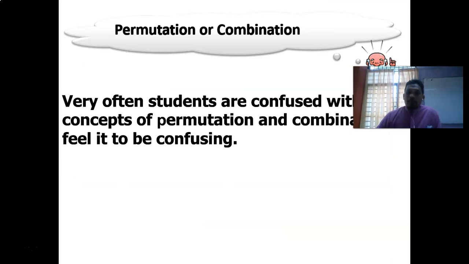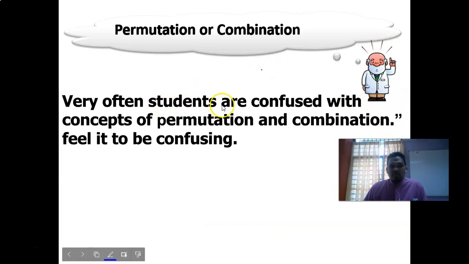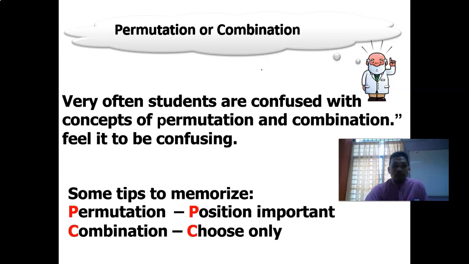Okay, now the tips. Very often students, or not just the students, sometimes the teachers also are confused with the concept of permutation and combination, finding it confusing. So when do we use permutation, and when do we need to use combination? Some tips to be memorized: in permutation, position is important, and in combination we choose only. So position or arrangement is not important.